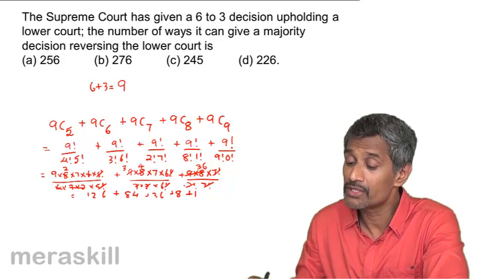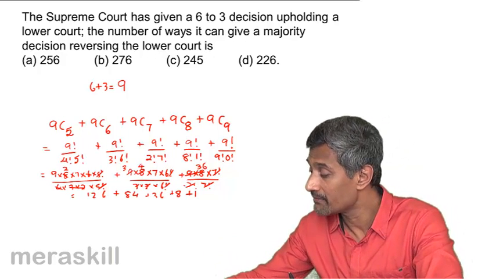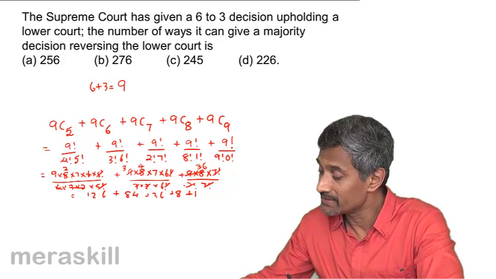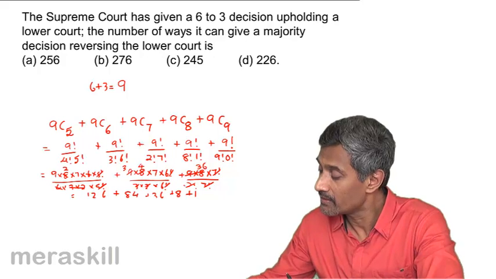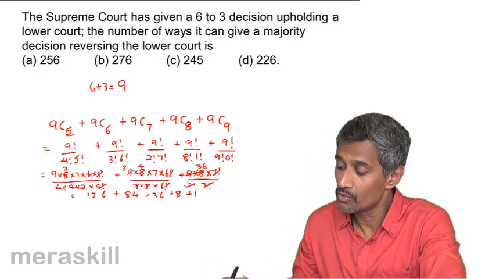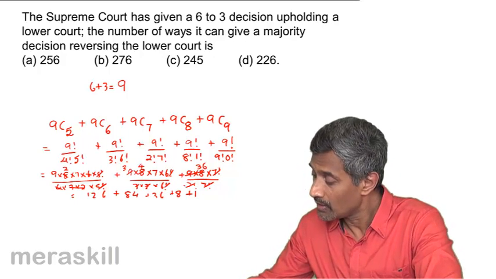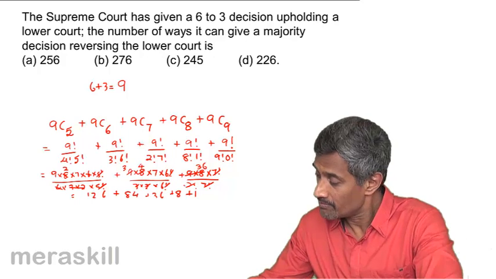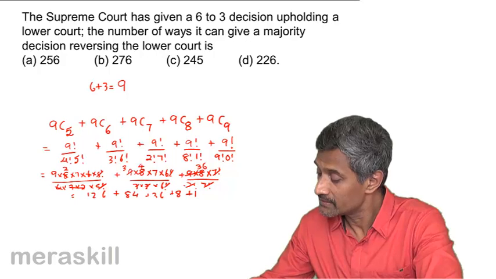So that's how many ways in which we can have a majority decision reversing the lower court. Let's see what we have here. It's 126 plus 84 plus 36 plus 8 plus 1, which will work out to be 200 and 1 sec. I think there's a mistake here. It's going to be 126 plus 84 plus 36 plus 8 plus 1.